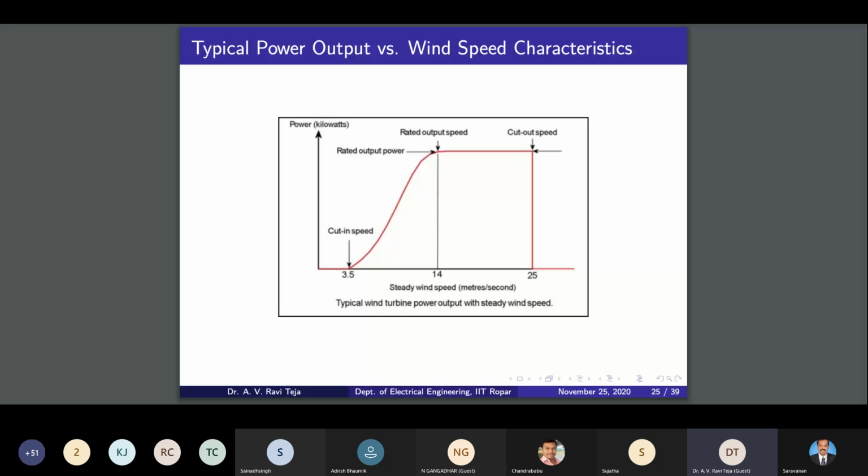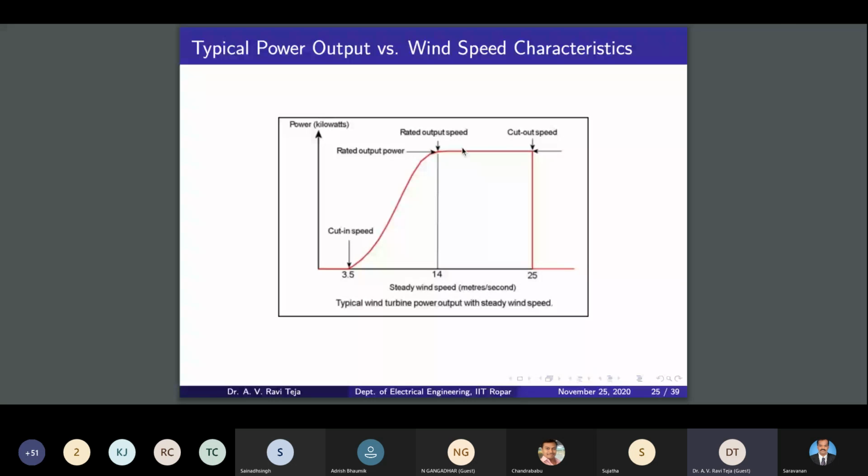I want to safeguard my wind power generation system. So I have to lock the blades of the turbine permanently and shut down the system completely. Then the power will be zero. I don't want power now; I want to protect my equipment. So this is called cutout speed, after which you have to shut down the plant.